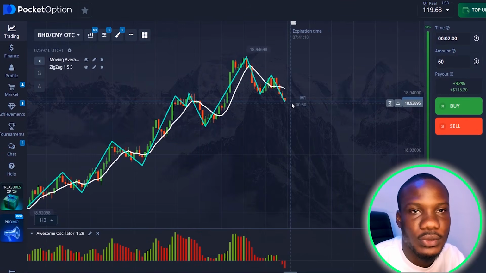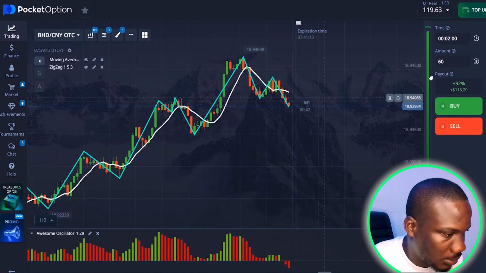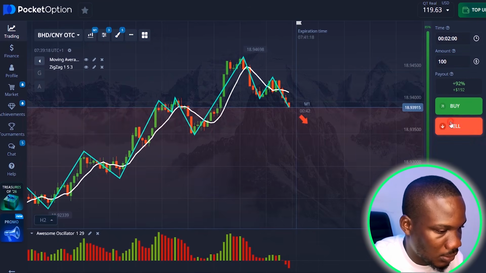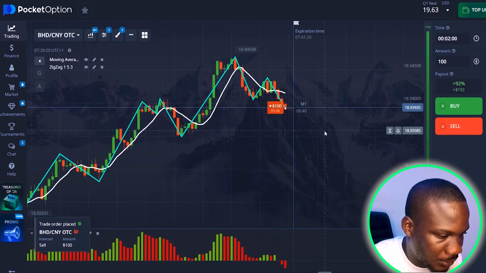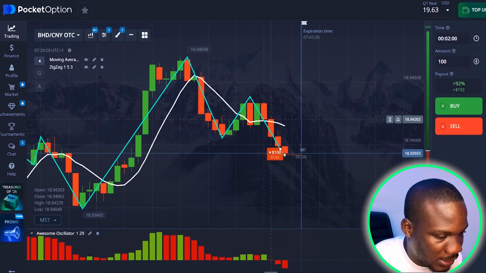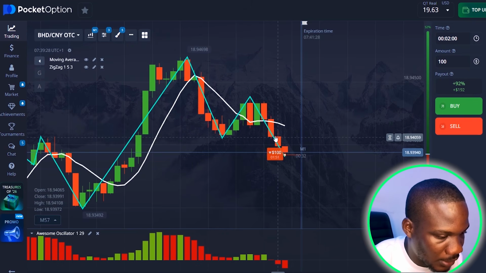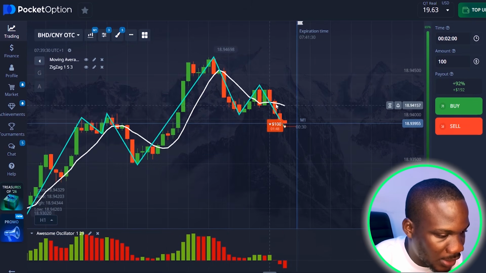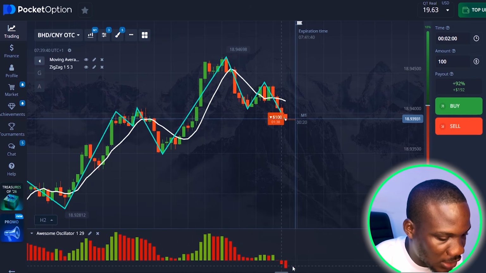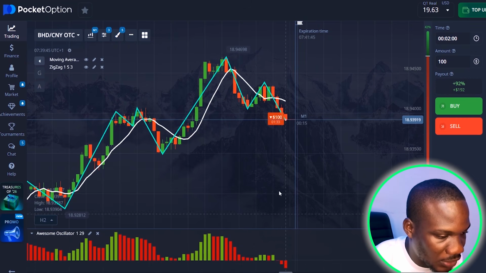Right here, I found another opportunity. So I'm going to find an entry level right here. So the first thing I put into consideration is the consistency of a candlestick right here, and also the intersection of my moving average line alongside with my zigzag indicator. So immediately I see that, I also come to my awesome oscillator line. I'm also seeing 2 bearish candlesticks below the 0% line, which also gives me another confirmation.